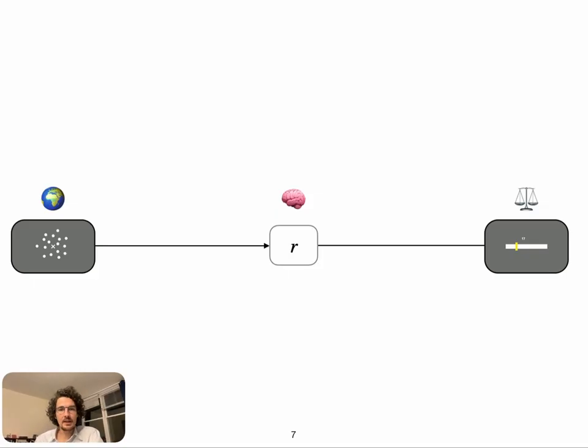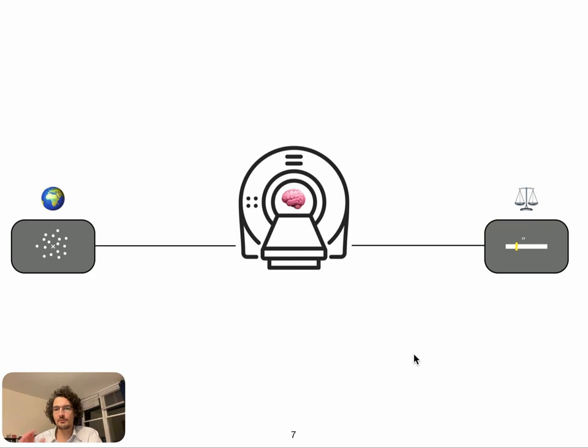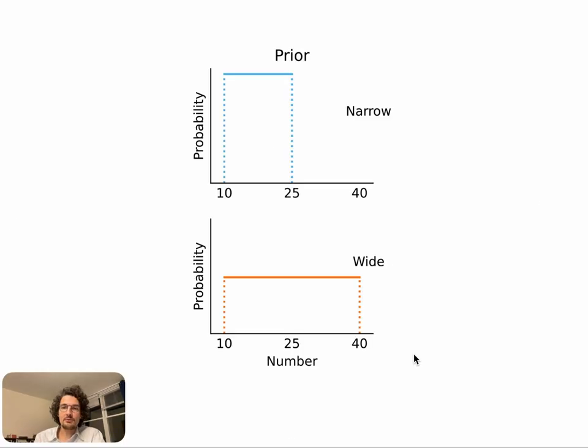To be clear, here the external variable that is relevant for our decision is the number of dots, and the decision to be made is the best estimate of the number of dots. And we're interested in the internal representation of this number. This is why we conduct this study in an MRI scanner, so this is an fMRI study. And as I said, we're interested in how the internal representations depend on the statistics of the relevant variables.